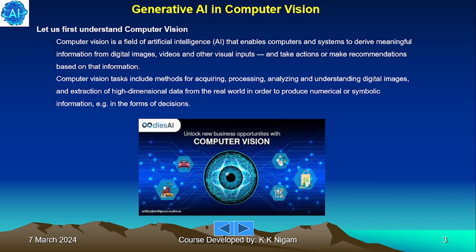Computer vision is a field of artificial intelligence that enables computers and systems to derive meaningful information from digital images, videos, and other visual inputs, and take actions or make recommendations based on that information. Computer vision tasks include methods for acquiring, processing, analyzing, and understanding digital images, and extraction of high-dimensional data from the real world in order to produce numerical or symbolic information, for example, in the form of decisions.